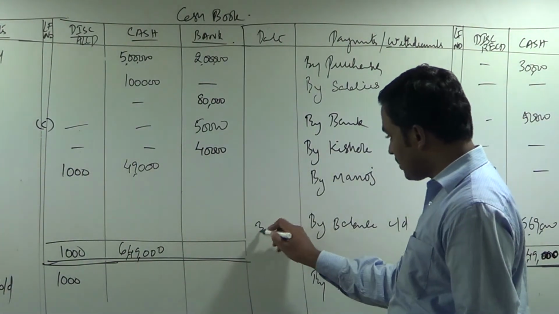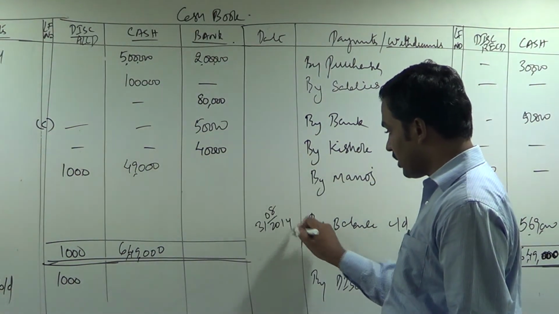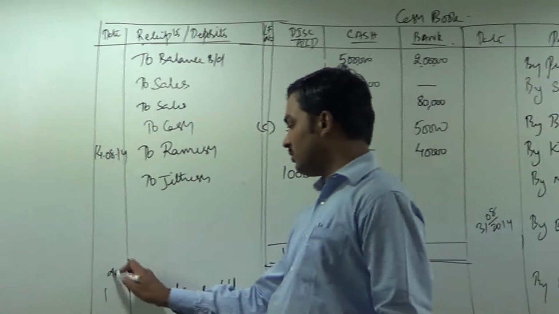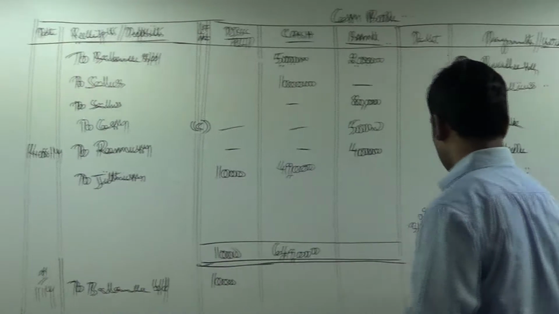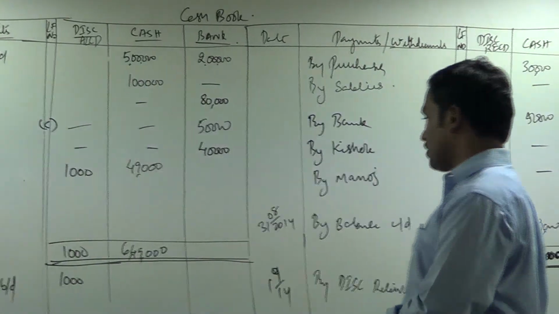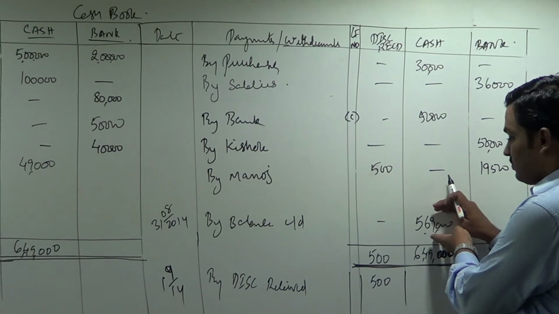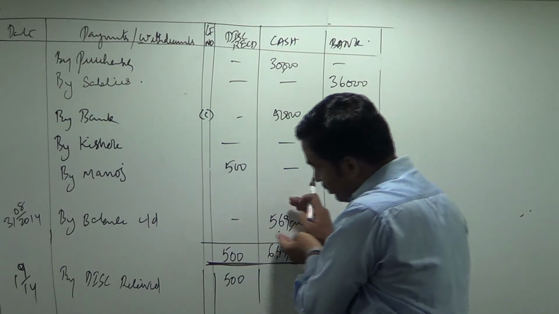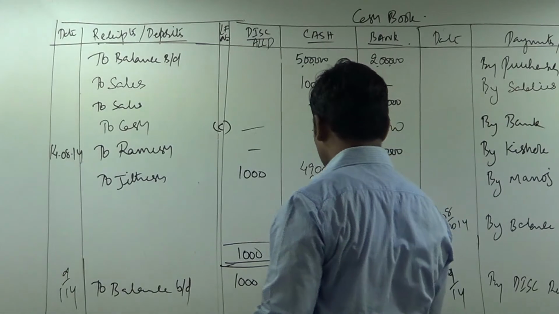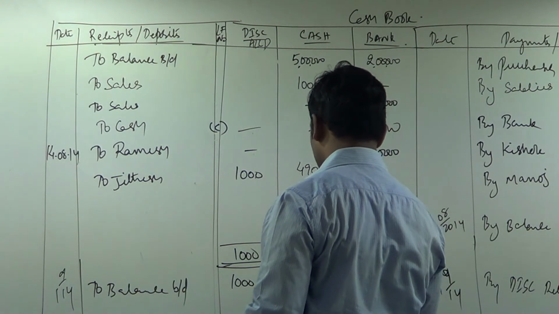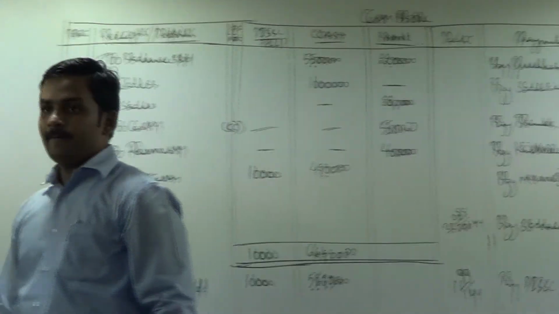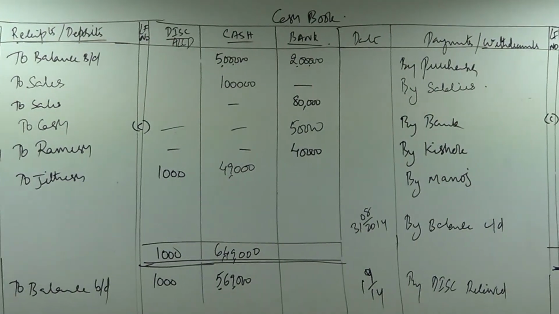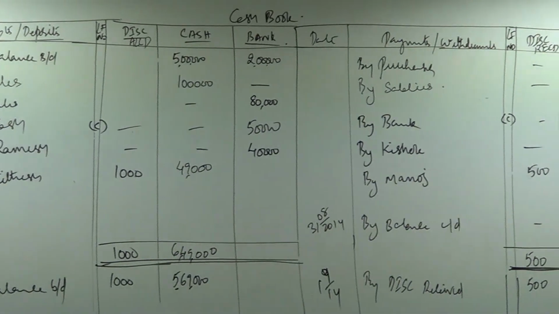When will this be done? This will be done on 31st August 2014, last date of the year. And this opening balance is brought down on 1st September. Now what should you do? This is the amount by which the receipt side is more than the payment side. So now bring this to the higher side, in the same column, cash column only. Don't change the columns.